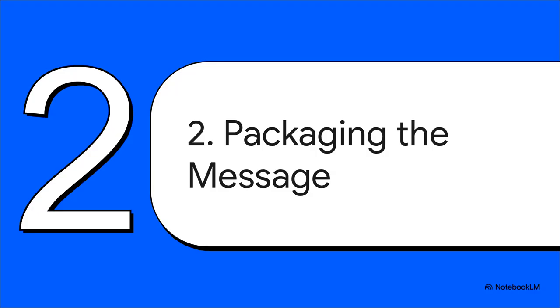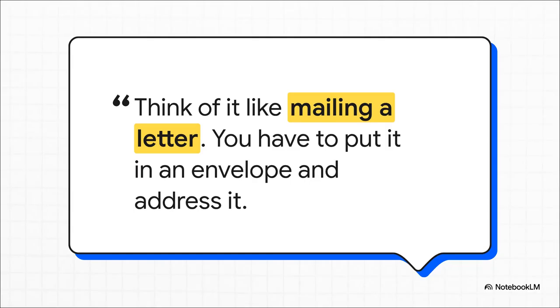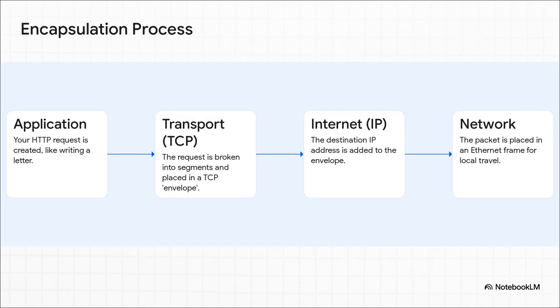Now, you can't just shout that request into the void and hope for the best. Before it can go anywhere, your message needs to be carefully packaged up and prepared for its long trip. And honestly, the best way to understand this is with the classic postal service analogy. Your HTTP request is the letter itself, but that letter needs an envelope, an address, and a stamp before it can ever be delivered. This whole packaging process has a name. It's called encapsulation. Basically, each layer wraps the message in a new envelope with more instructions.